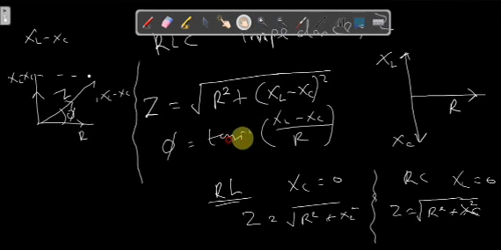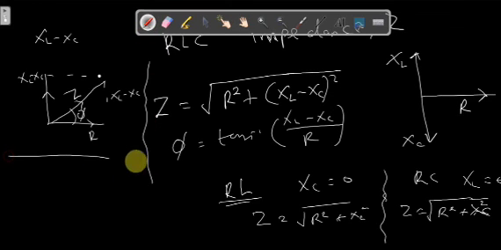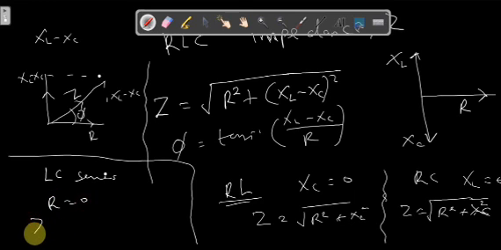Now, if the circuit is simply an LC series circuit, then R will be equal to 0. So the impedance would simply be equal to XL minus what? XC. That will be the impedance. Okay. So next, we are going to take examples on what we have done here. But by the time we take some examples, if there are some explanations that I've omitted, I'm going to use the examples to work those out.